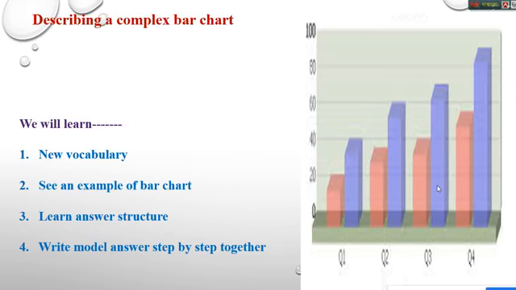Okay, so completing this lesson or this task, we will learn new vocabulary. We'll see an example of a bar chart, a complex type of bar chart, a complex type of narration, and the composition will be more or less 150 words, okay, with multiple paragraphs. Learn the answer structure. We will learn how to answer, and then we will have a model answer step by step together. Okay. So let's see what happens next.